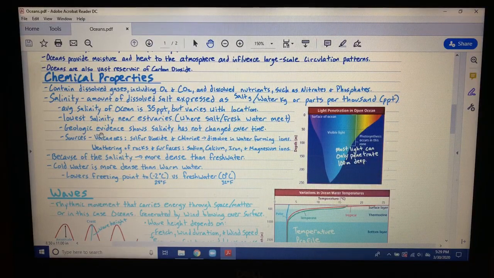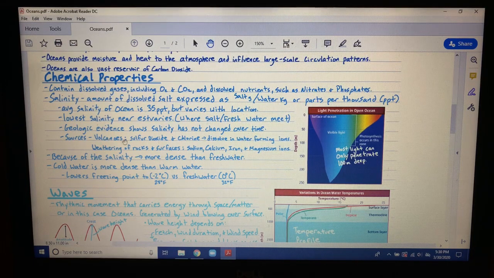Geologic evidence, I found this neat. Geologic evidence shows that salinity has not changed over time, so our oceans are near that same 35 ppt now as they were however long the Earth has been around. That is cool to see, with the way science is always changing and we talk about how the world is shifting and climate change and this and that, our oceans have remained relatively the same throughout history.